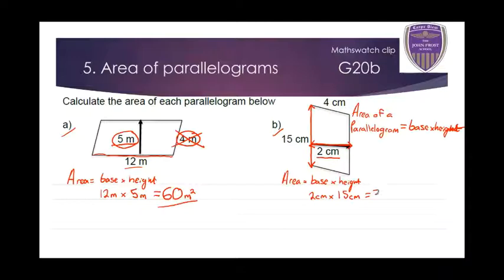2 times 15 is 30. And because both the units are in centimeters, the area of this shape will be centimeters squared. Okay, that's your final answer to this question. Let's move on to the next topic.